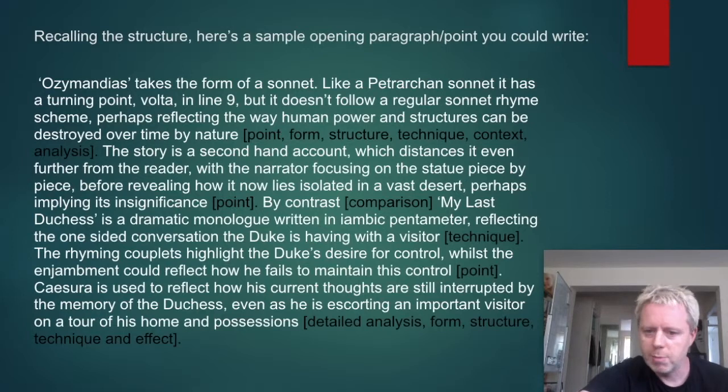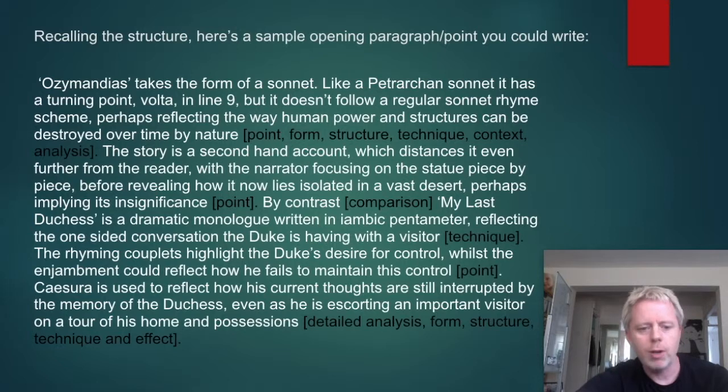By contrast, there's my comparative connective. My Last Duchess is a dramatic monologue, so that's different to a sonnet, written in iambic pentameter, reflecting the one-sided conversation the Duke is having with the visitor. The rhyming couplets highlight the Duke's desire for control. I'm linking directly to the question, whilst the enjambment could reflect how he fails to maintain this control, again linking to the question. Caesura technique is used to reflect how his current thoughts are still interrupted. Remember, caesura is any form of punctuation in the middle of a line.